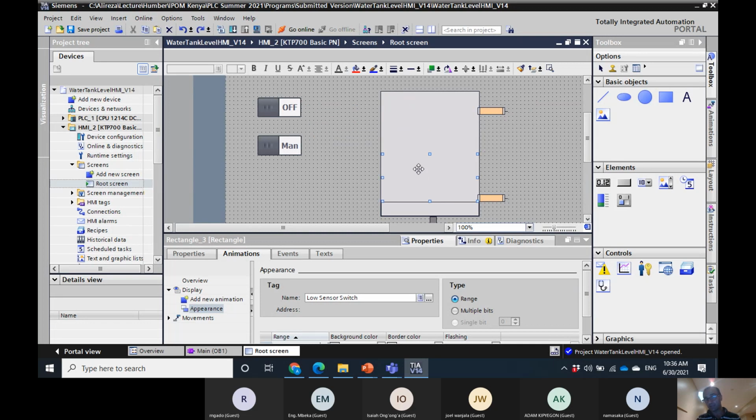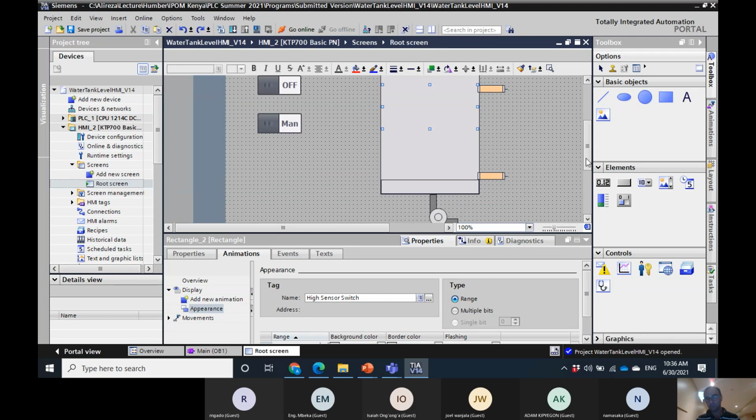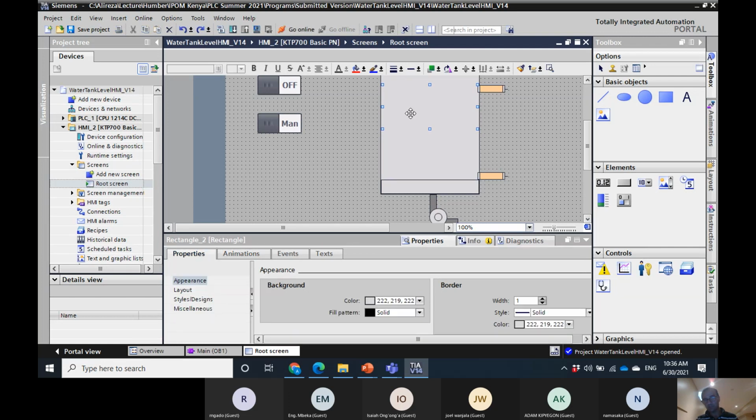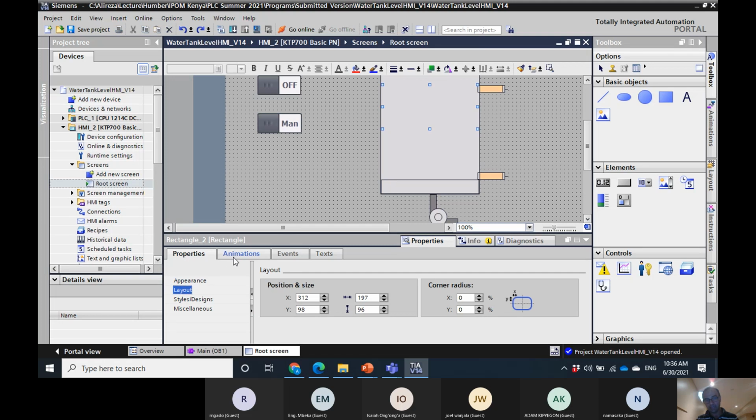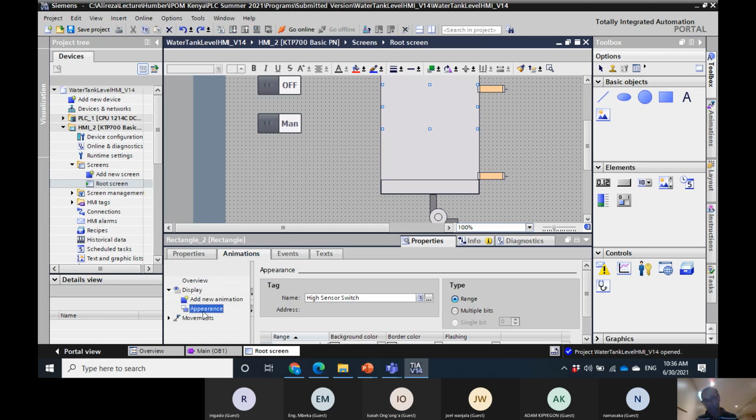The color of these changes. Let's look at this one, for example. It is connected to the properties of that. Again, there are the position of that and so on, but I add some animation. The appearance of that is connected to the high sensor switch.